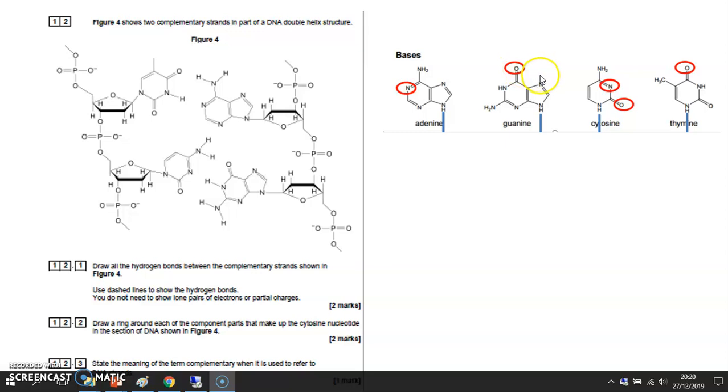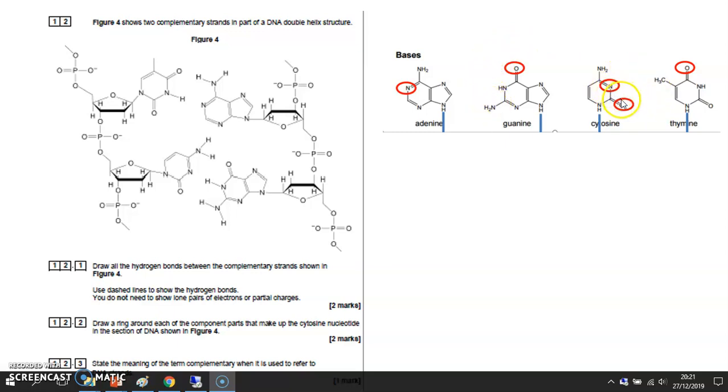pairs on every single O and lone pairs on every single N, and then any NH's you should make as polar bonds with a delta plus on the H and a delta minus on the N. And then the lone pairs from this O will bond to the delta plus of that N, and then you go round clockwise. The delta plus here on the H will bond round to the lone pair on the N here, and then the lone pair on the O will bond to the delta plus on that H.